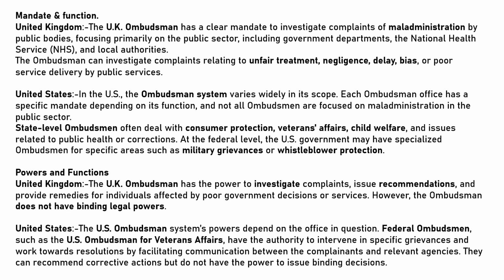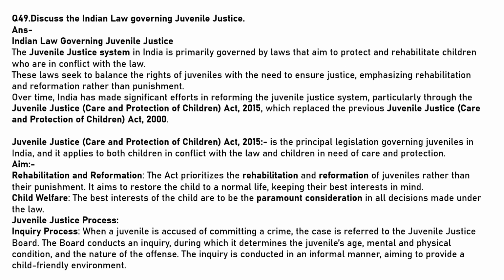The United Kingdom Ombudsman has the power to investigate complaints, issue recommendations, and provide remedies for individuals affected by poor government decisions or services. However, the Ombudsman does not have binding legal power. The US Ombudsman system's powers depend on the office in question. Federal Ombudsmen, such as the US Ombudsman for Veteran Affairs, have the authority to intervene in specific grievances and work towards resolutions by facilitating communication between the complainants and relevant agencies. They can recommend corrective actions but do not have the power to issue binding decisions.